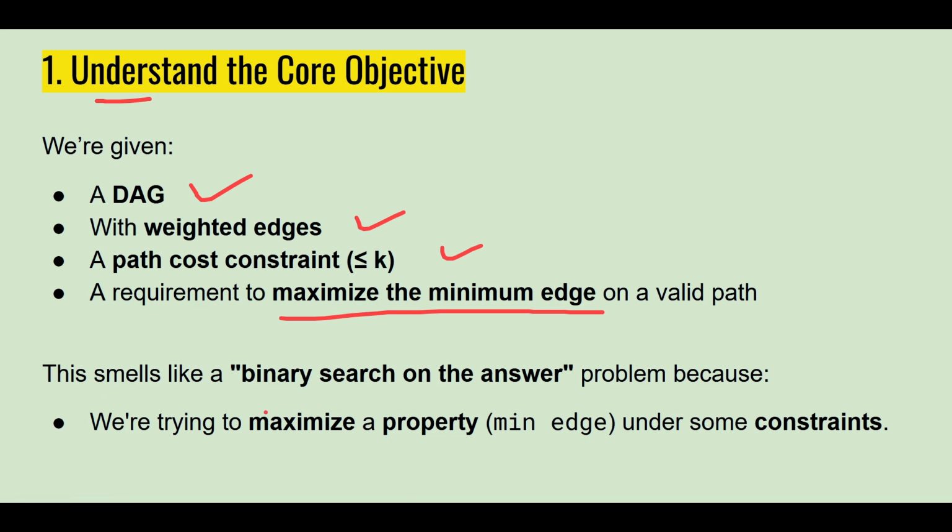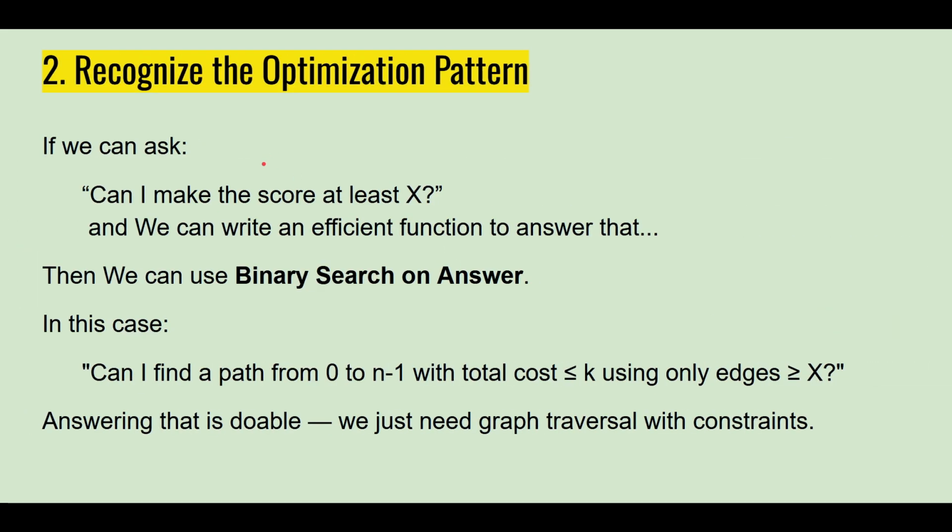So this smells like a binary search on the answer problem, because we are trying to maximize the property called the minimum edge under some constraint, right? It means we have to recognize the pattern, and then we have to optimize it. So if we can ask, can I make the score at least x, we can write an efficient function to answer that. Then we can use binary search on the answer. In this case, can I find a path from 0 to n-1 where the cost should be less than or equal to k, with only edges greater than or equal to x?